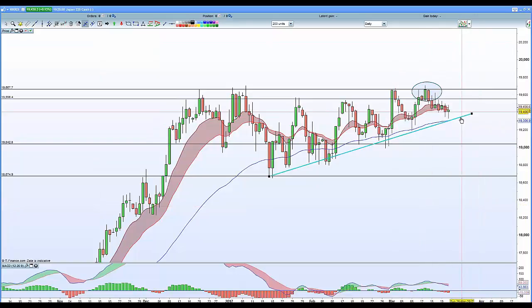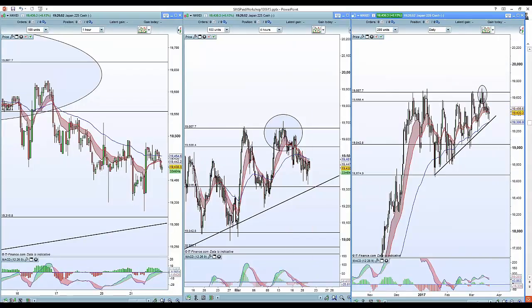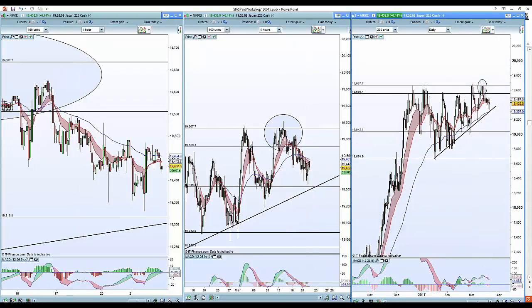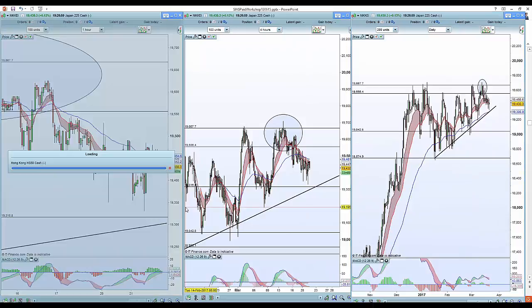Okay, so if you are looking for a trend, then just be a bit patient. Let it break. If it breaks the trend line, high chance it's coming back to support around 19,000. Okay, but it's moving sideways. It's been moving sideways for the past few weeks. No difference. Okay, let's go to Hang Seng.